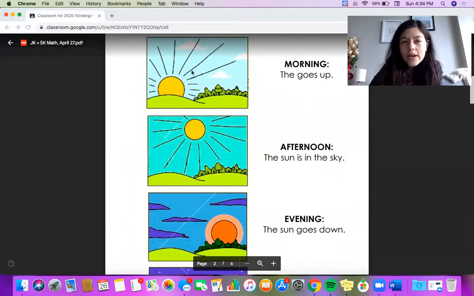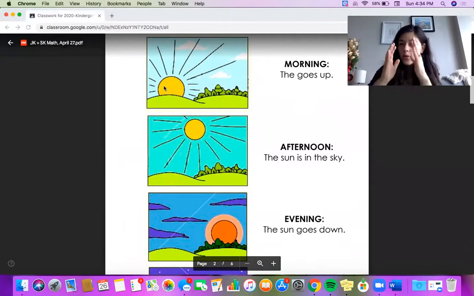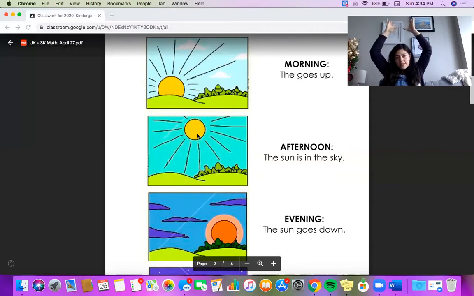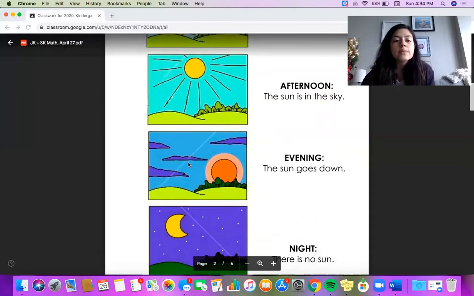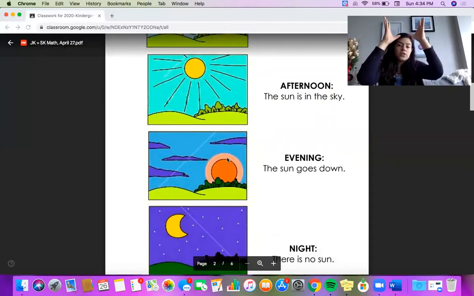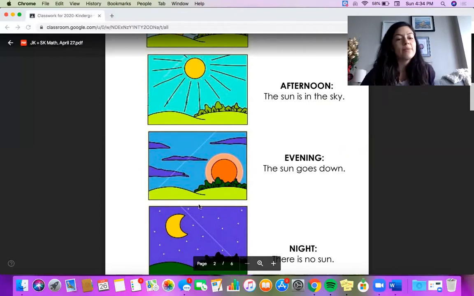Remember, in the morning, the sky is bright. The sun will be a little bit hidden because it's still trying to rise. In the afternoon, the sun will be really high and shiny, bright in the sky. In the evening, the sky is getting a little bit darker. The sun is beginning to go down. It's beginning to set. And at nighttime, there's no sun at all, only the moon.